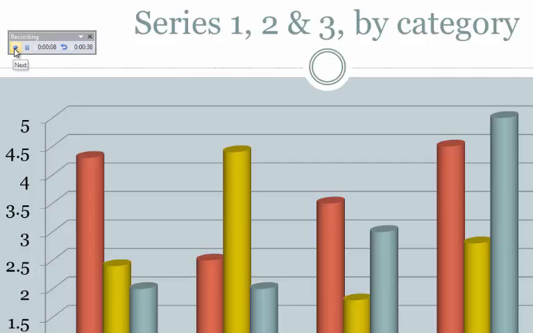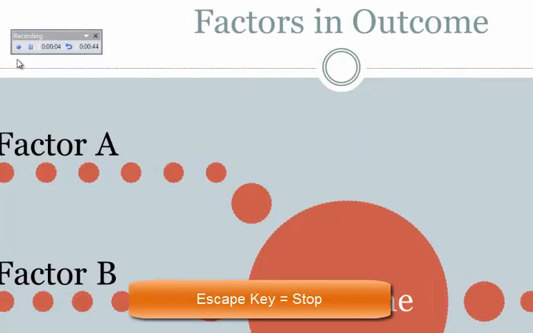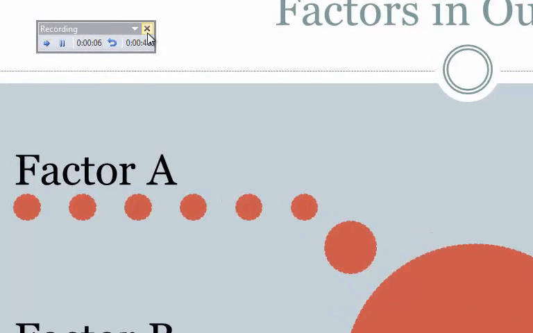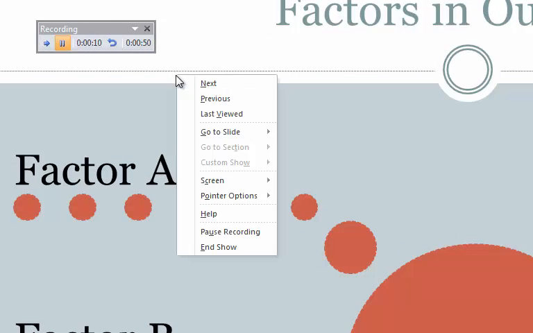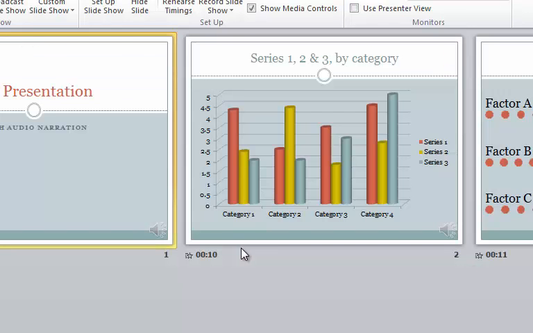When you're done recording the slide or the entire presentation, press the Escape button on your keyboard to stop. You could also click on the close button, the X in the recording toolbar, or right-click on the slide and choose End Show. Each slide with an audio recording should now have an audio icon on it.